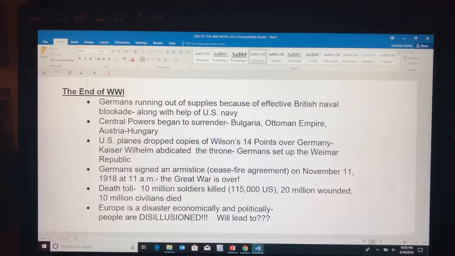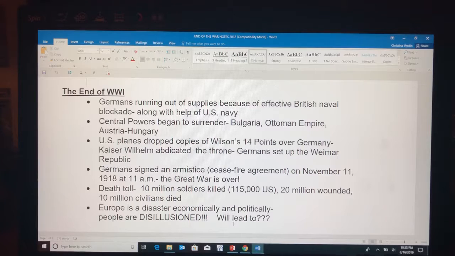We're going to see the end of World War I. Germany is running out of supplies, and a lot of that stems from the naval blockade in the British Channel and in the Atlantic, and the U.S. Navy is helping. The other thing that is occurring is the Central Powers are all leaving. They are signing separate treaties.